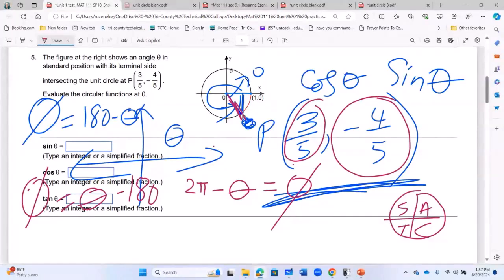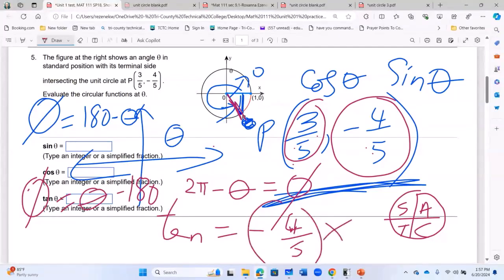If you want to find the tangent, tangent is sine over cosine. So what is tangent theta? Tangent theta better be negative because tangent is negative in the fourth quadrant. And what do I have? Tangent is sine over cosine. So -4/5 divided by 3/5. Instead of dividing, I will just multiply by the reciprocal, 5/3. And therefore, tangent of theta is -4/3.